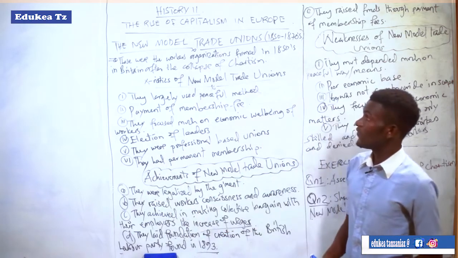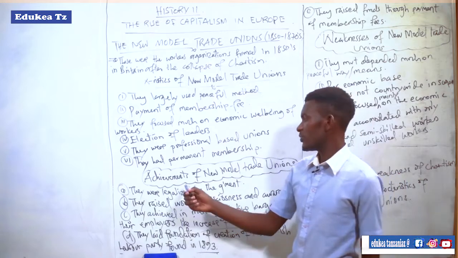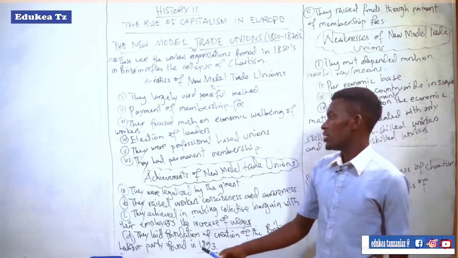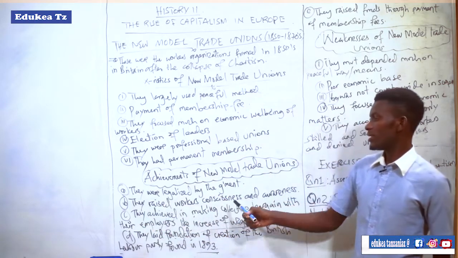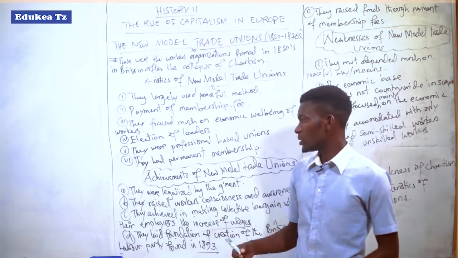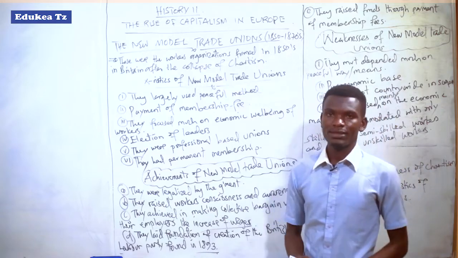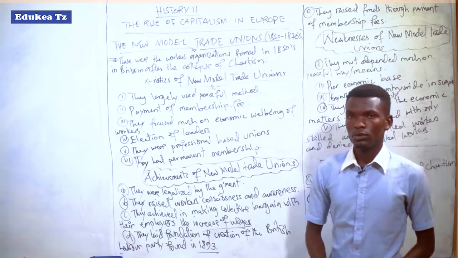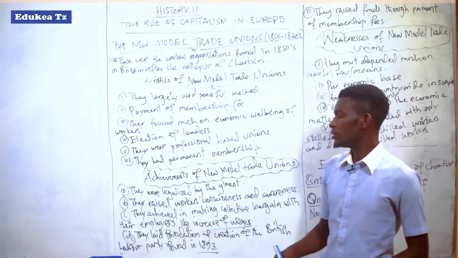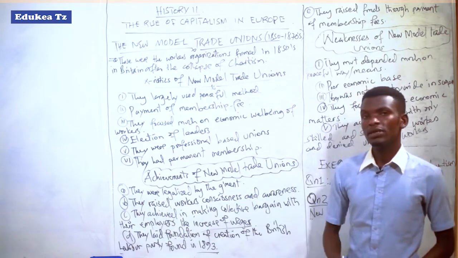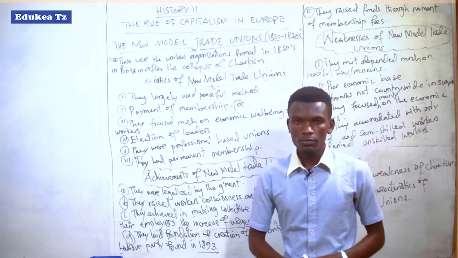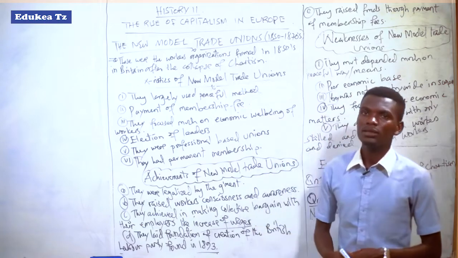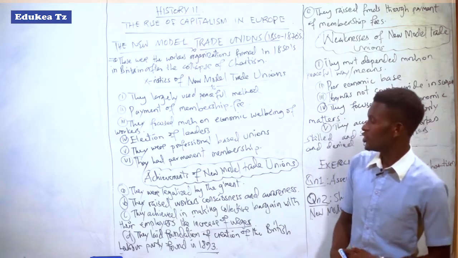After looking at the characteristics of the new model trade unions, let us see their achievements. The first achievement is that they were legalized by the government. It means that those unions were registered by the government and made legal. They were registered as legal because they used non-violent methods of demanding their rights. That's why the government supported them and made them legal unions.